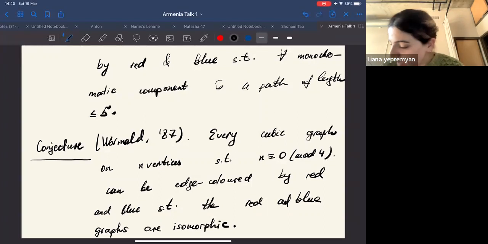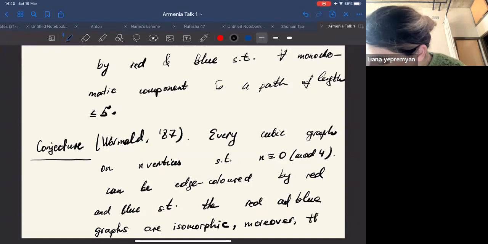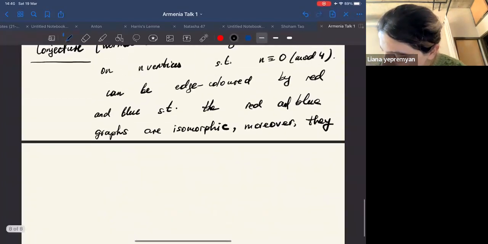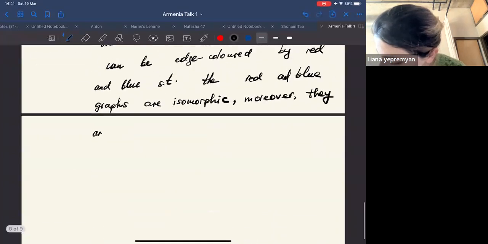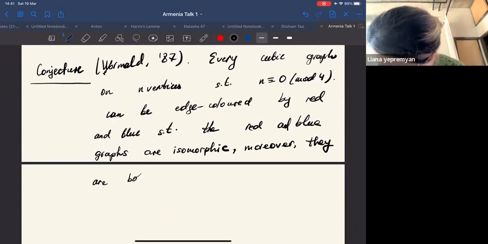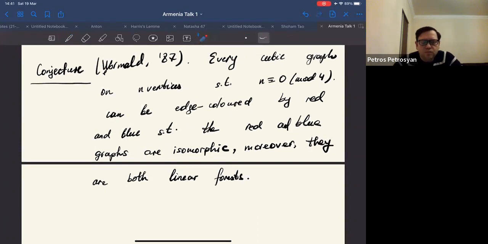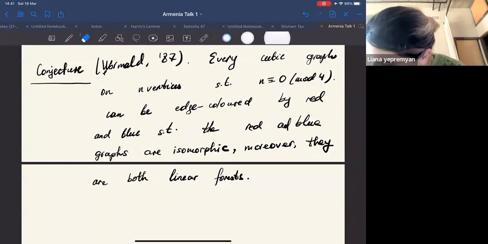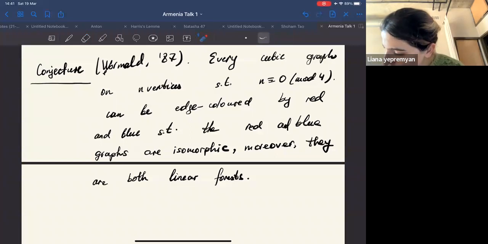Okay, and not only that, moreover, they are both linear forests. So far, we have seen that this part of the conjecture is true. We can color the edge set of the cubic graph such that we are getting 2 linear forests. However, we haven't yet done the isomorphic part. Okay, so that's the conjecture we look at.